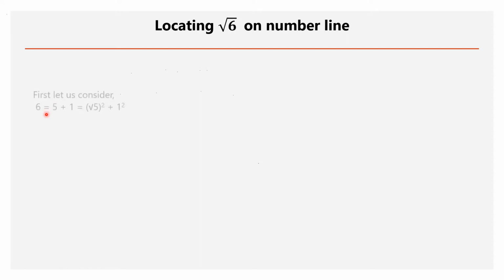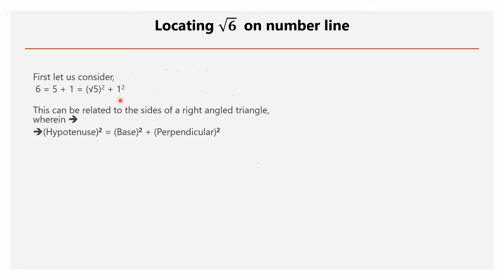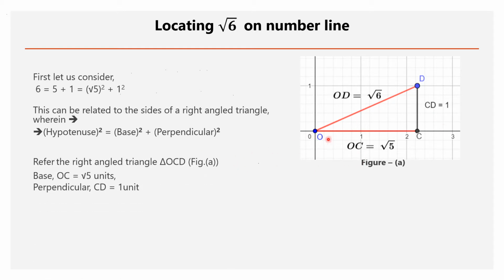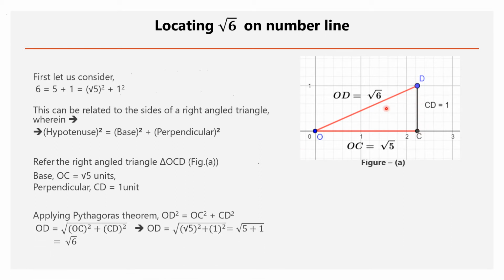At first, we will use the first combination, that is 6 is equal to 5 plus 1 is equal to square root of 5 whole square plus 1 square. This we can relate to the sides of a right angled triangle, wherein hypotenuse square is equal to base square plus perpendicular square. Here you can see the right angled triangle OCD, where the base OC is square root of 5 units and perpendicular CD is 1 unit. Therefore, hypotenuse will be square root 6.